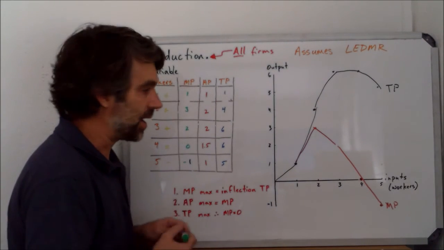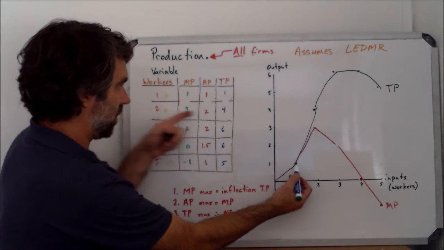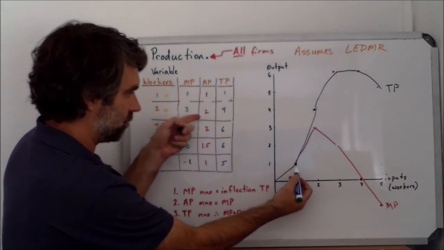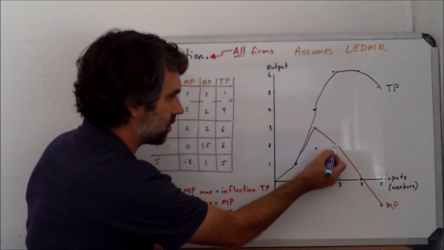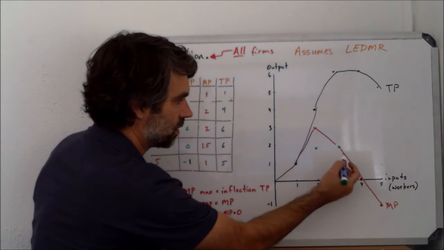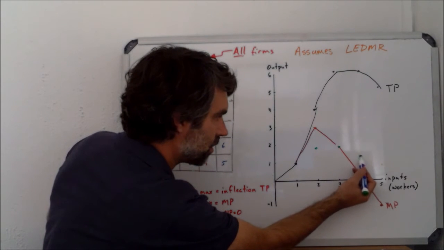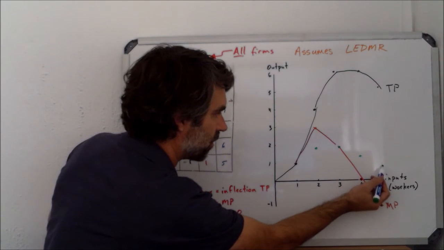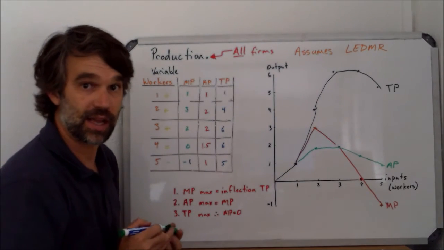Next, we'll do average product. Remember, it starts here, of course. For the next worker, we have 4 divided by 2 for 2. So the second worker, the average product is 2. The third worker, it's also 2. And then with the fourth worker, it falls to 1.5. And the fifth worker, it falls to 1. So average product looks like that.